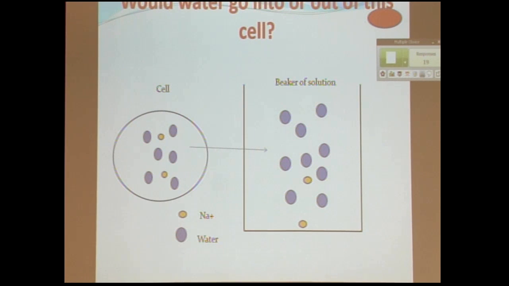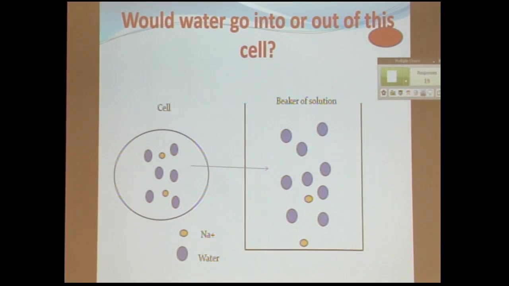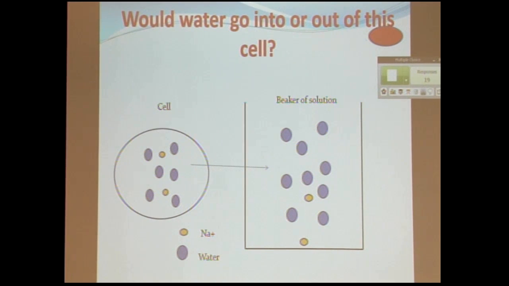All right, so try this one on your own here. Let's say you've got this situation. Blue's water, yellow's sodium ions. This is inside the cell, and this is a beaker I'm putting the cell into. So I want to know which way water is going to go. Is it going to go into that cell or out of the cell? Let's give you a minute. Just try it all on your own, and we'll go over it.